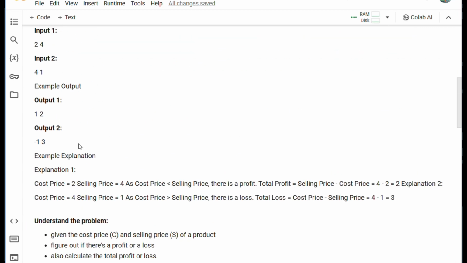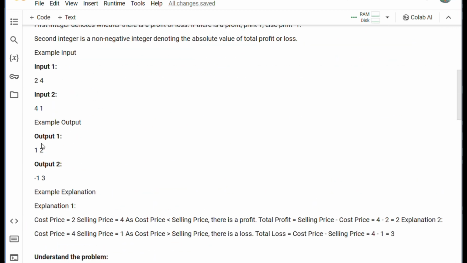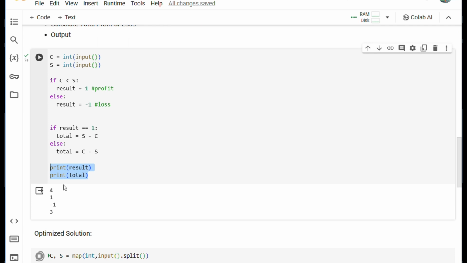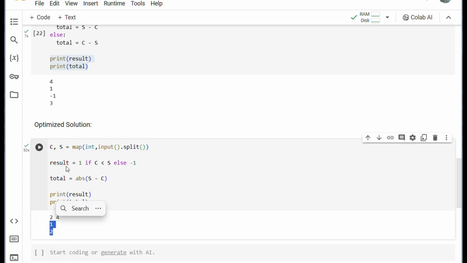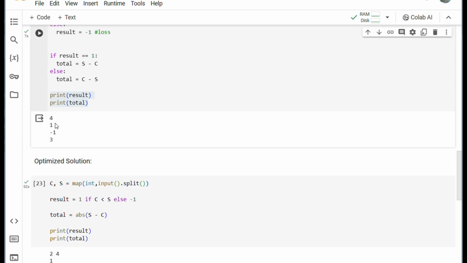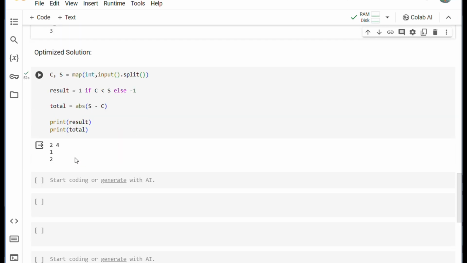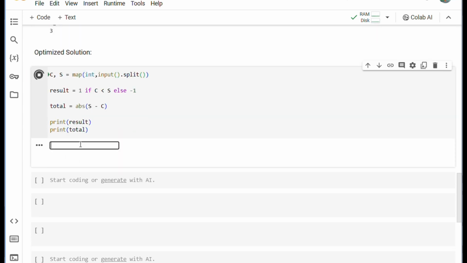So what was the input? The input was 2, 4, so we will get 1 and 2. So let's give it 2 space 4 and we get 1 and 2. And then we need to give 4 and 1 to get -1 and 3. So let's give it 4 space 1, -1 and 3. So this code is complete and we are getting the same result as we got above.